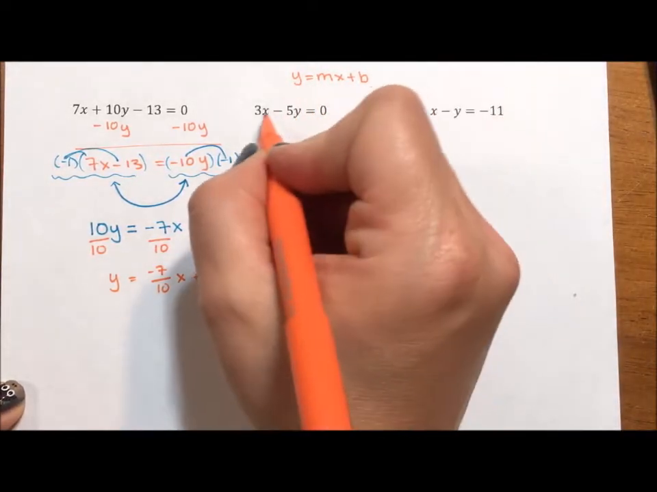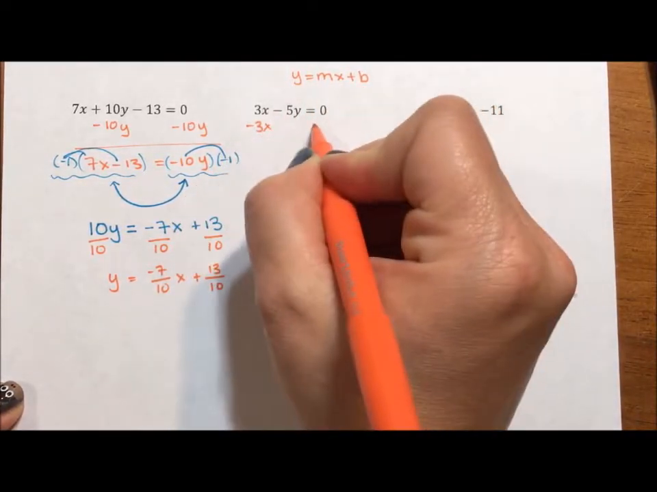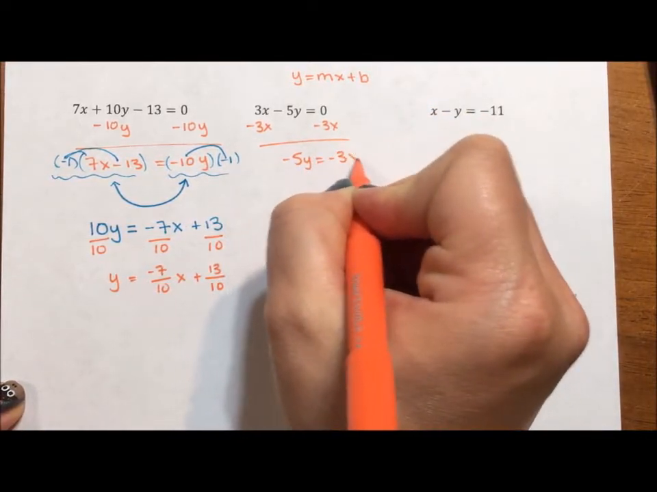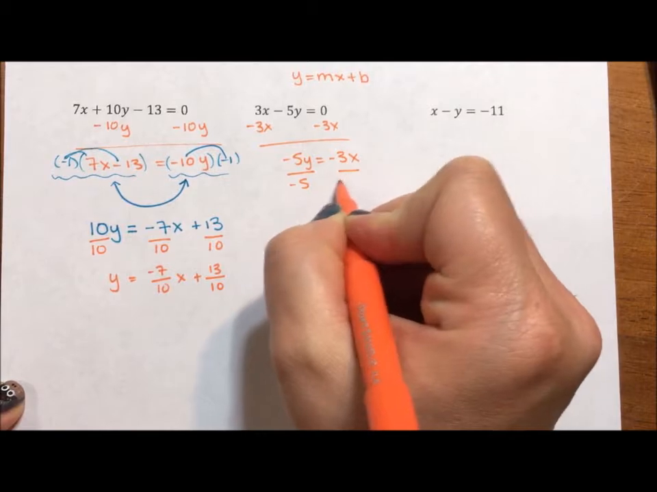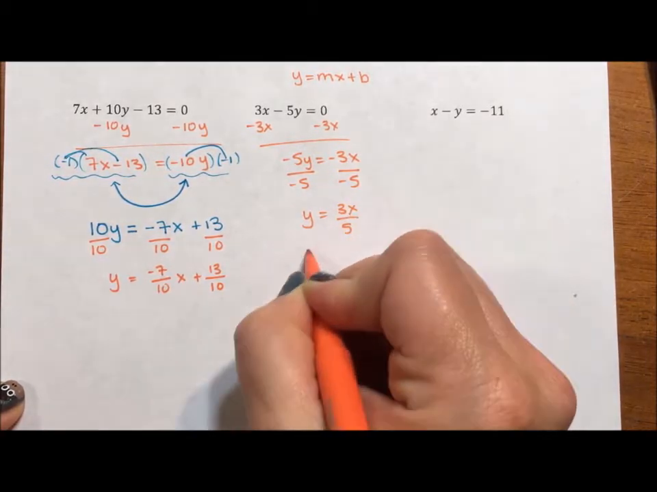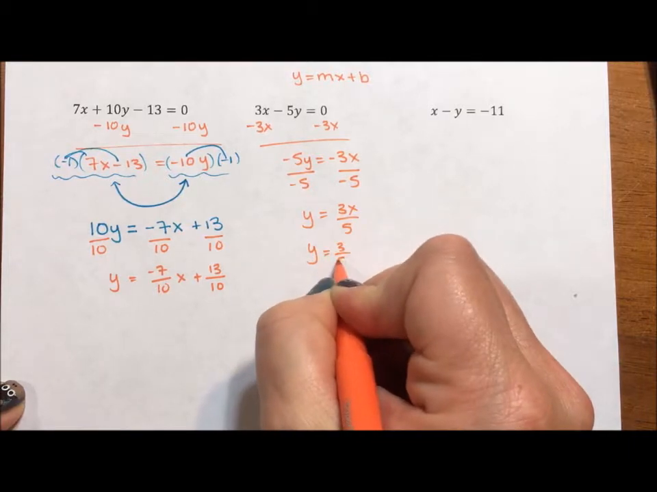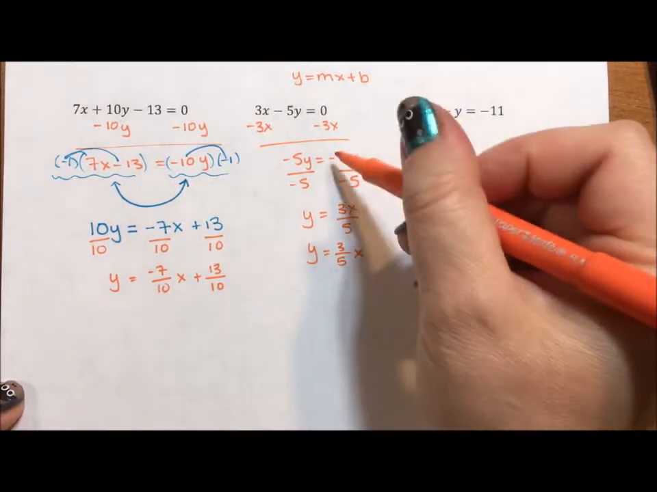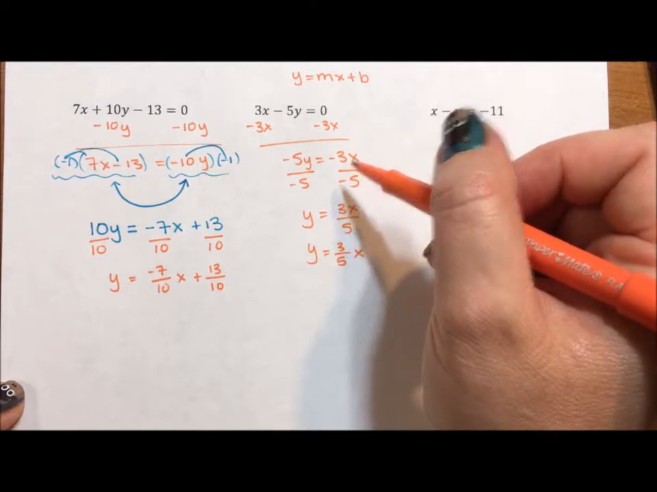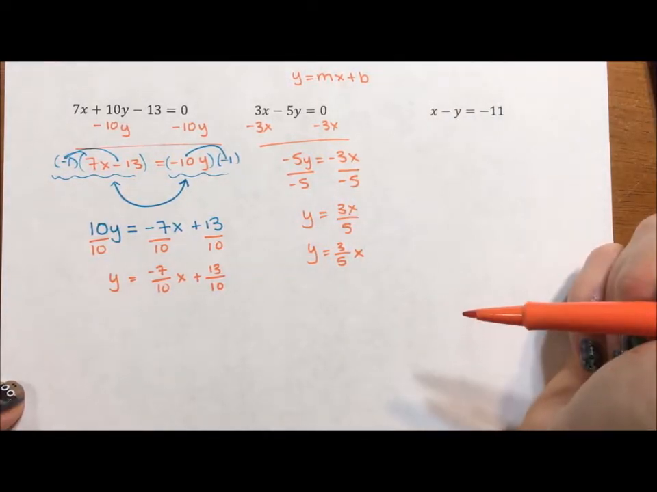Okay. Move the x term over. Subtract 3x, subtract 3x, negative 5y equals negative 3x, divide by negative 5, and y equals 3x over 5. You could also say y equals 3/5 x. They're the same thing. Do not leave the negatives in there. Negative divided by a negative is positive. Do not leave the two negatives in your final answer. Okay.